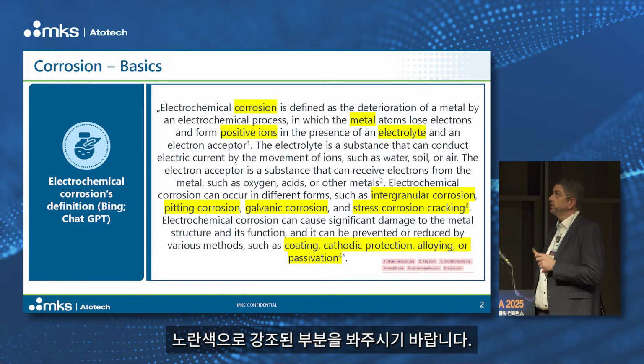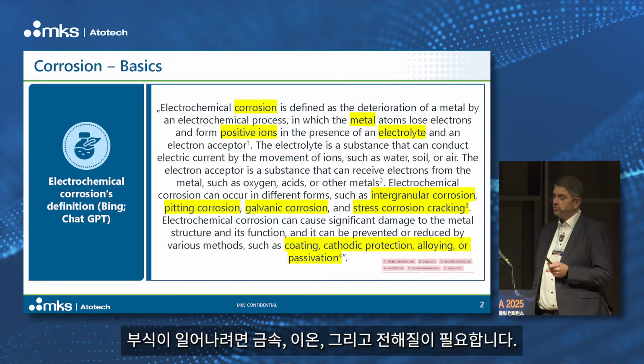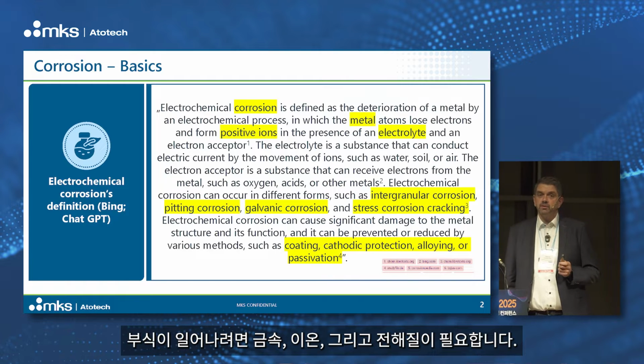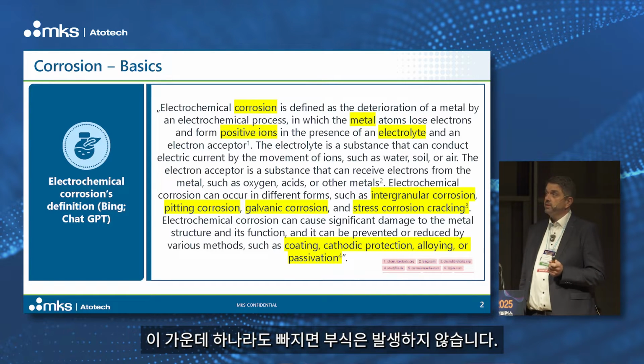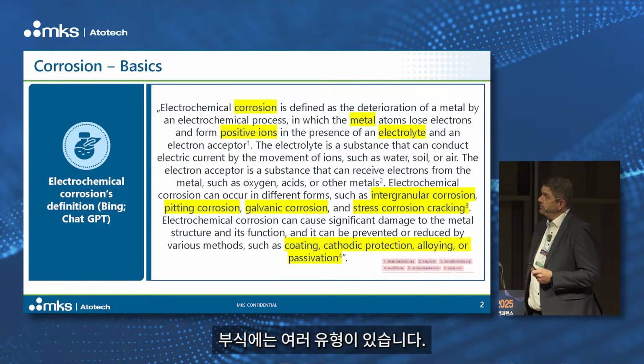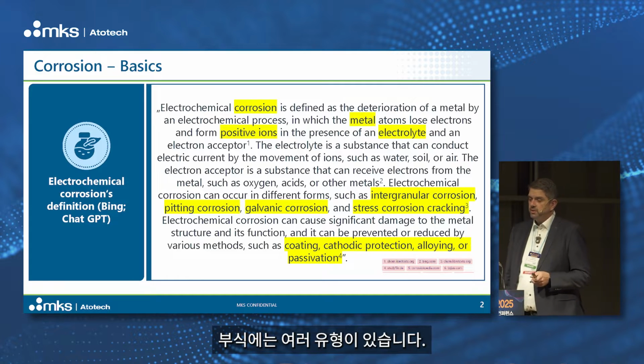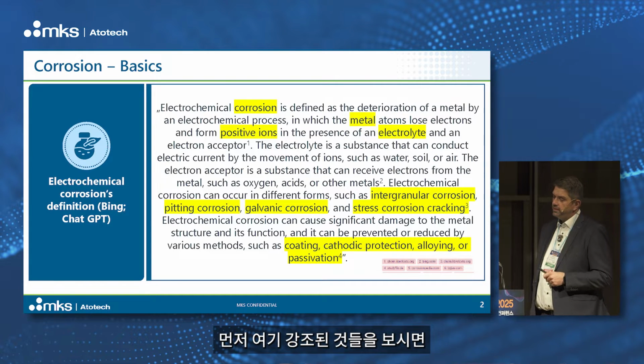And just look at the yellow highlighted words. So for corrosion you need metals, you need ions, and you need an electrolyte. Without this, if one or the other is missing, you don't have corrosion. And there are different types of corrosion. The first, you see them highlighted here.